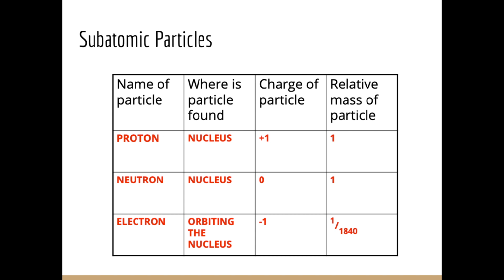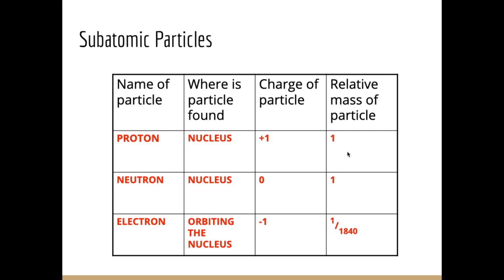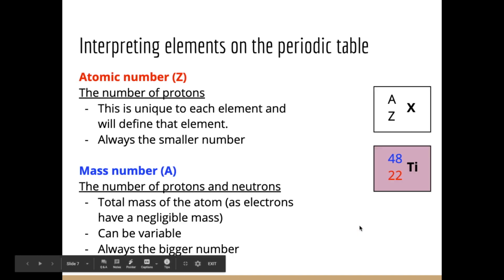We said last time it has a relative mass of 0, but we can be more accurate than that. Really, it's got this relative mass of 1/1840th the mass of the neutron and the proton. So very, very negligible when we're considering the relative mass of an atom. But if we want to be accurate, we've got to say that it still does have a very, very, very, very small mass there.